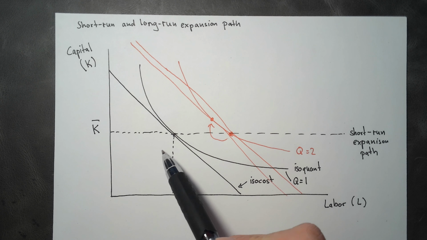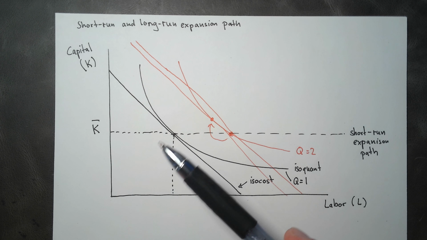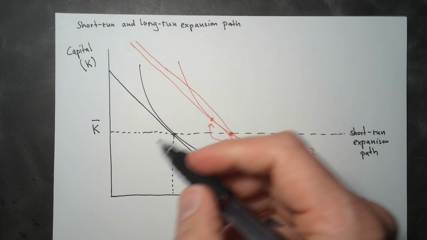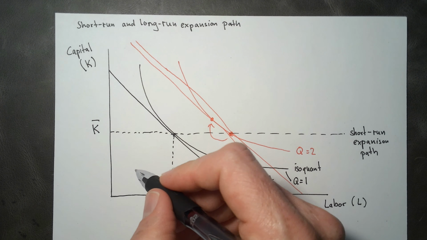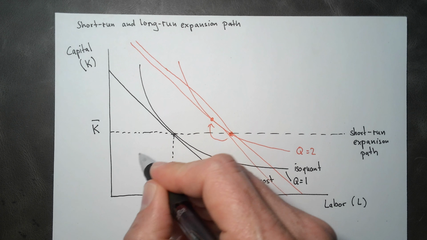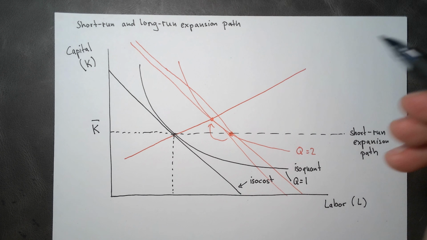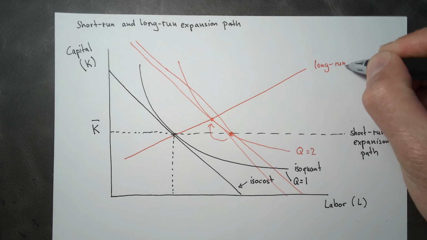Now, if we were to trace out all the points that are optimal in terms of tangency between the isocost line and the isoquant line, then we are going to get the long run expansion path. So in this case, it may look something like this. And so here we have the long run expansion path.